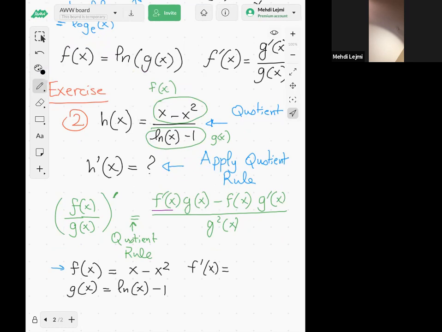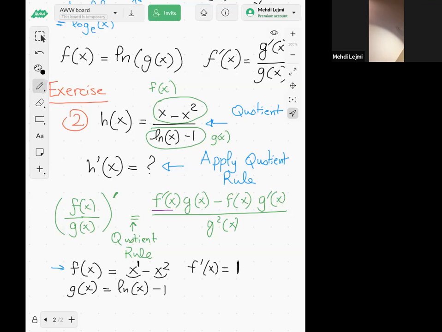So again, I'm going to ask myself, is it a product? It's not a product. It's just a subtraction. And we said, if you have a subtraction, you don't have to apply any rule, just take the derivative of the first function minus the derivative of the second function. So the derivative of the first function X, which is like X to the power 1, you bring down the 1 and subtract 1 from the power. So that will be 1 times X to the 0, and that will be 1. So the derivative of X is just 1.